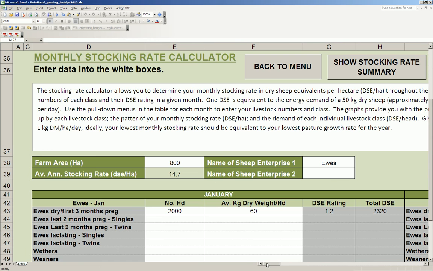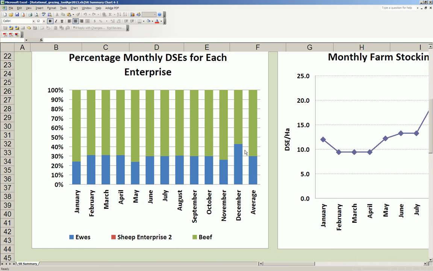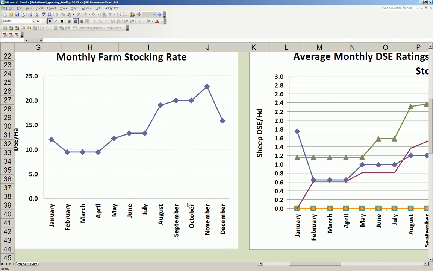Alright, so let's go and have a look at what the results are. So we just go up to the top here and we say show stocking rate summary. Okay, now in the stocking rate summary you can see here that my cattle are making up the majority of my farm carrying capacity. So the green is the cattle and the blue is the ewes. So the ewes are making up about 30% of the stocking rate versus the cattle at about 70%, depending on the time of the year. Okay, now this is the most interesting graph, the monthly farm stocking rate.